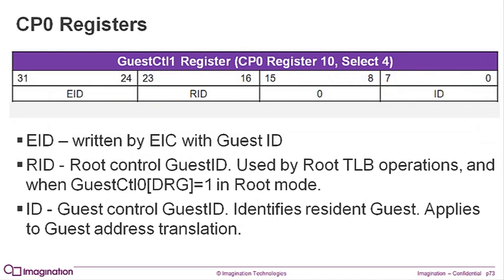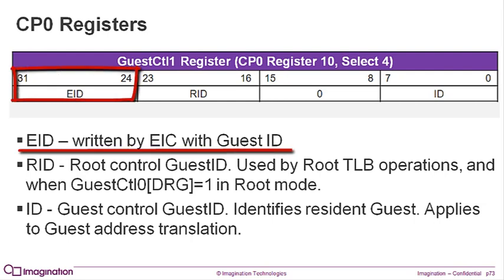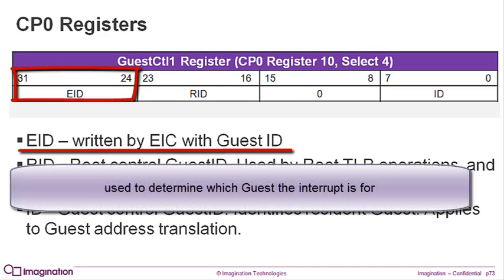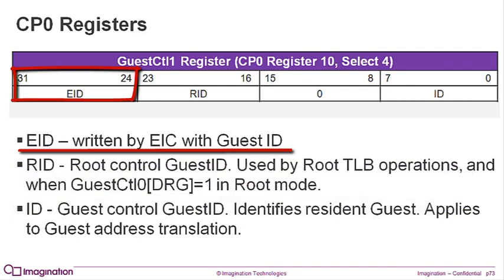The guest control 1 register contains 3 IDs. EID is the external guest ID set by the external interrupt controller when an interrupt is raised for a non-resident guest. This is used to determine which guest the interrupt is for. The hypervisor can check the EID against the ID to determine if the guest currently resident is the guest the interrupt is intended for. If it isn't, the hypervisor should swap in the intended guest. This was covered in detail in the interrupt section.